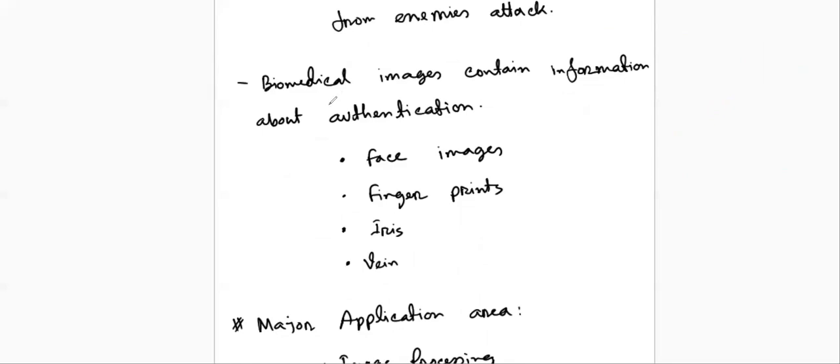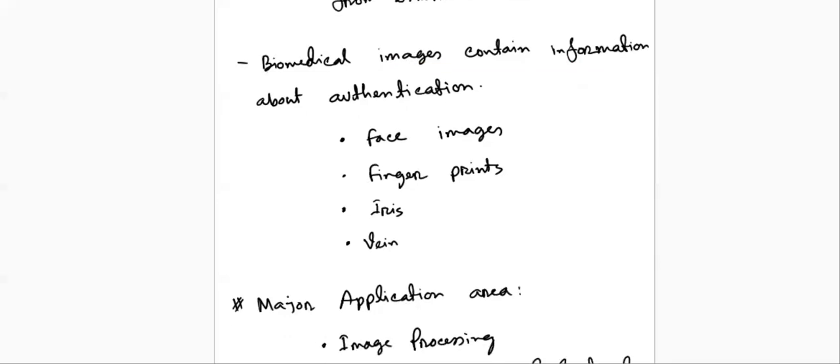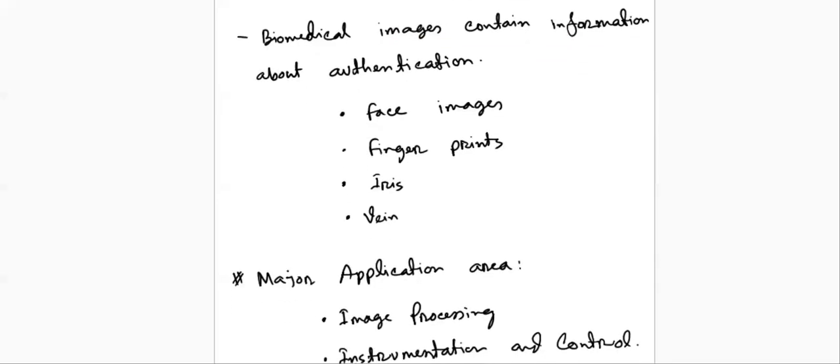Biomedical images contain information about authenticity and authentication, for example face images, fingerprints, eye iris, and the vein. Most of them are now used for security purposes. For highly secured devices in banks, vaults or offices, nowadays we are using these kinds of things for security checking or security passes. This is very popular nowadays. All of it belongs to digital signal processing.